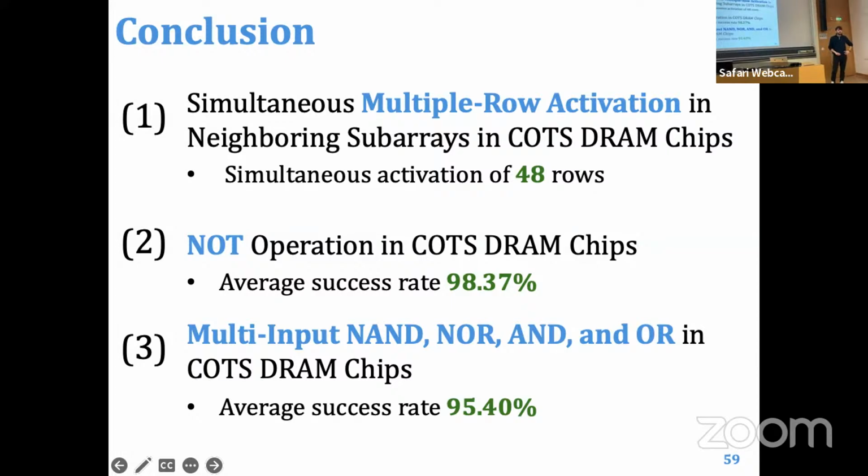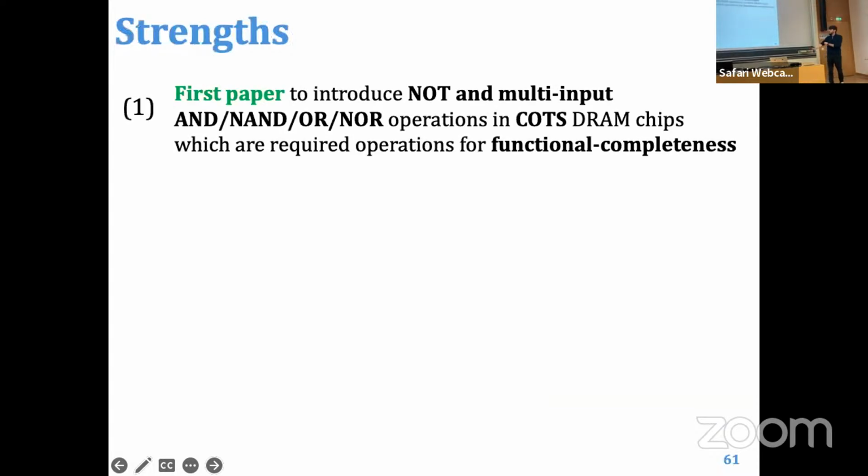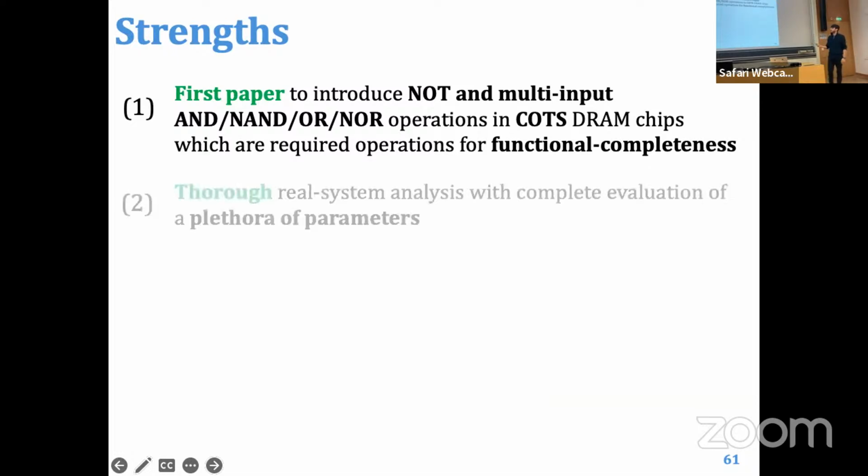Any other questions? No. So let's move on to the strengths and weaknesses. First of all, the strengths. It was the first paper that introduced functional completeness in DRAM, in off-the-shelf DRAM chips. In DRAM chips that we can buy, there is functional completeness if we violate the timing constraints. As we saw, they showed multi-input NAND and NOR gates, multi-input gates that didn't exist before.